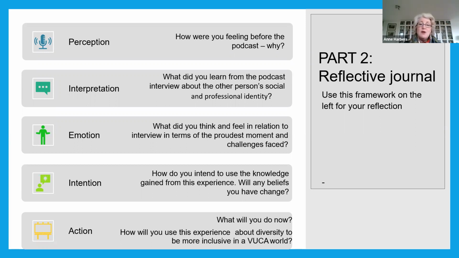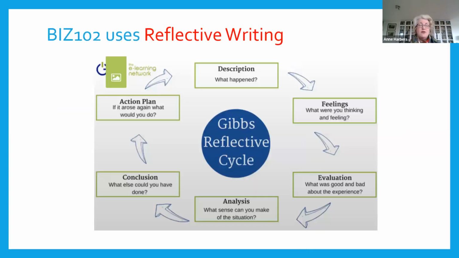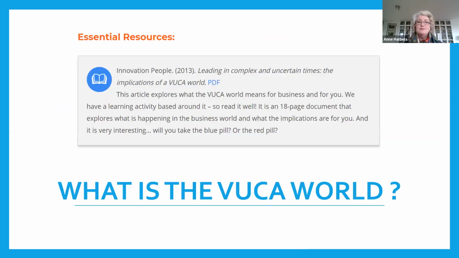And then the fifth one: what will you do now? How will you use this experience about diversity to be more inclusive in the VUCA world? Now, we've used this VUCA term a few times, so I'll explain it in a minute. So we're following the reflective writing, which is the normal Gibbs reflective cycle.